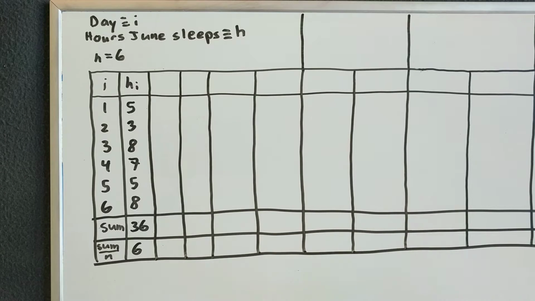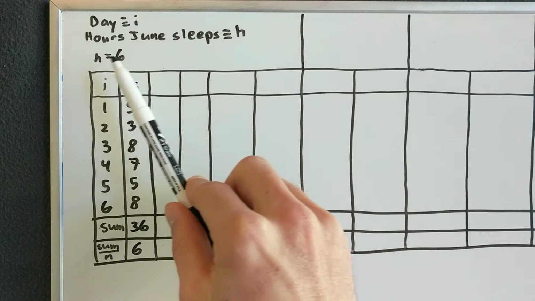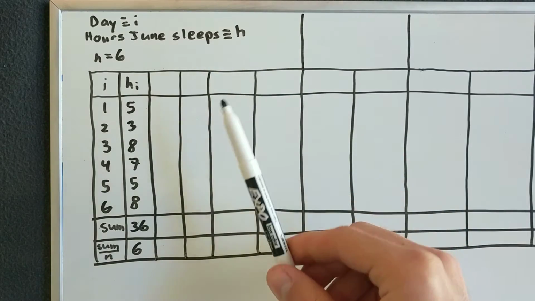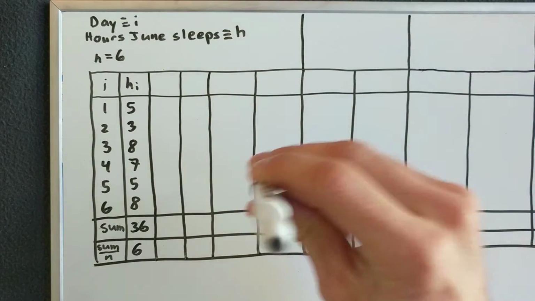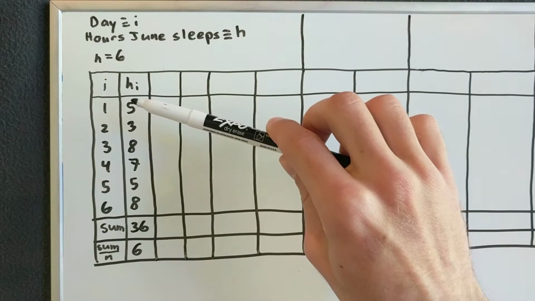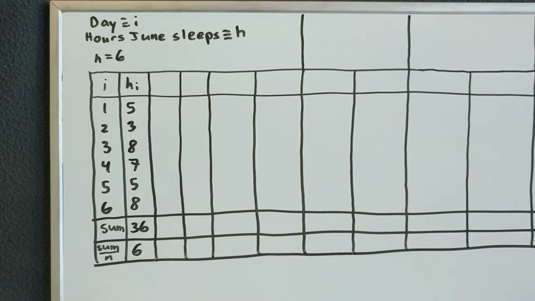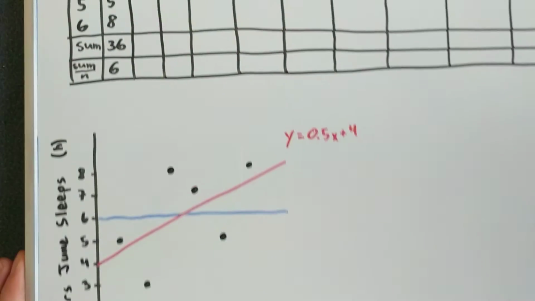So we're trying to predict how many hours June is going to sleep, which essentially means how many hours I am going to sleep. So far, we've collected data for 6 days. These are 6 nights of June's sleeping pattern. We then plotted that data.